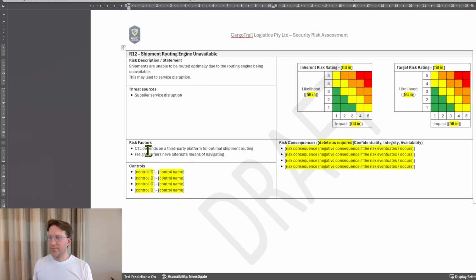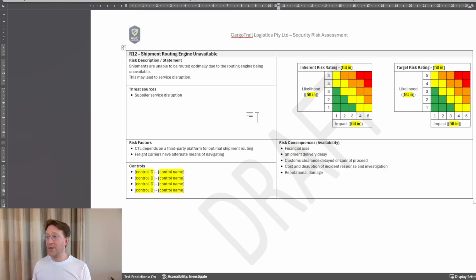For risk factors, we know that CTEL depends on this third-party platform for optimal shipment routing to make the shipping time shorter using the most efficient route. But it's not unreasonable to think that freight carriers do have alternative ways of navigating from the point of pickup to a warehouse, from the warehouse to maybe another warehouse, and then from a warehouse to the final delivery location. They could use, for example, some navigation app on their phone. For risk consequences, we know this is just availability.